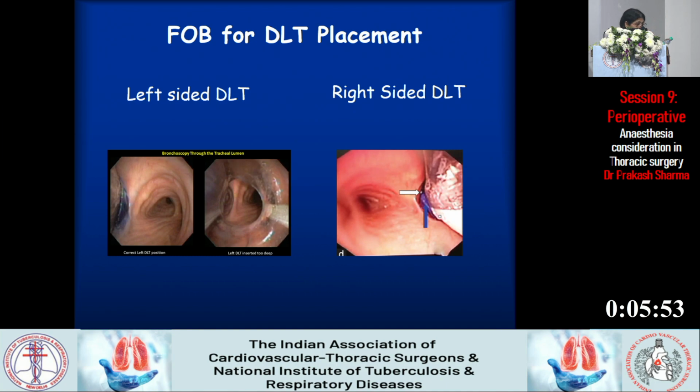And of course, alignment of the right opening, which is present in a right-sided double-lumen tube, with the right upper lobe bronchus is of utmost importance.